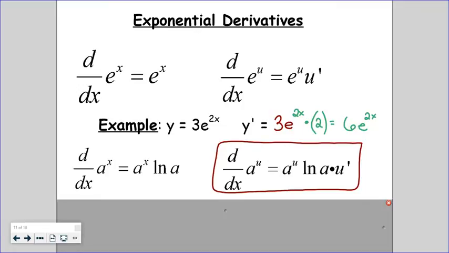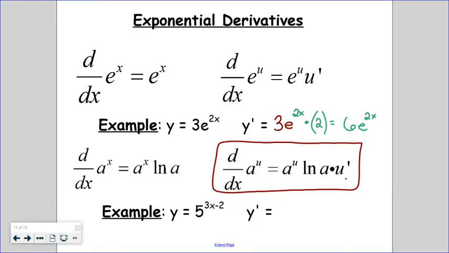And then the same thing, the derivative of the exponent. If that exponent is just an x, it's 1, which is why we don't see that as well. So really, this is the rule. It can just be simplified a little bit if our base is e, because natural log of e is 1. Okay, so let's look at an example where our base is something other than e.